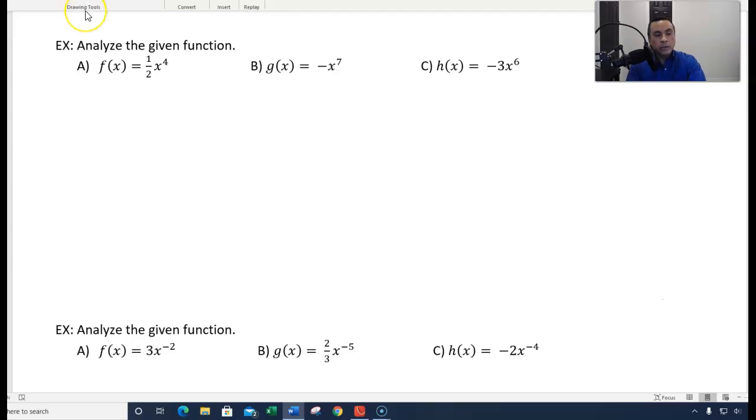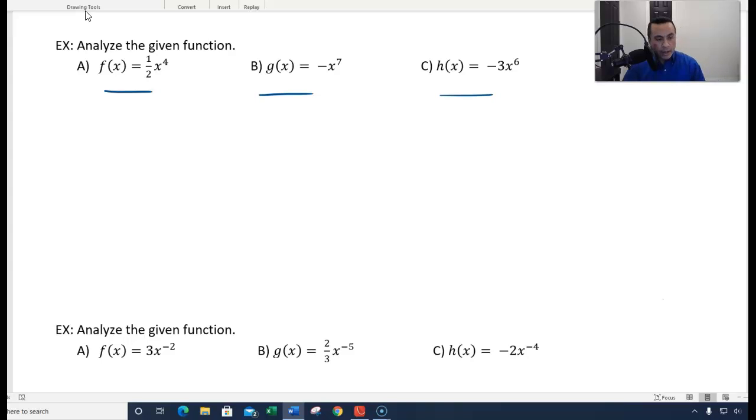Okay, so we're going to go ahead and analyze the function f of x equals 1/2 x to the 4th power. Well, what I want to share here is that A, B, and C, the first examples, are examples of monomials. They are single terms. You don't have something like x squared plus 3x plus 5, that would be a trinomial. This one is just a monomial. It's got one term, one term, one term. The good thing about those is that, based on the exponent, these are power functions, like x to the 4th power, x to the 7th power, x to the 6th power. The good thing is that they're very easy to analyze.